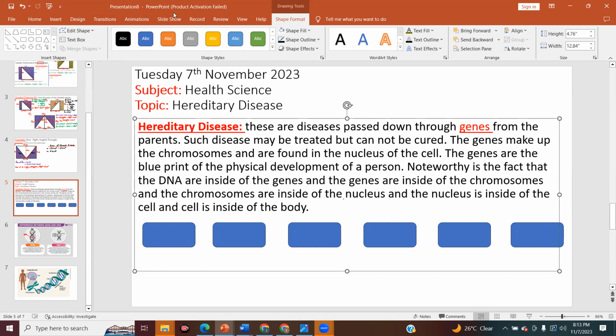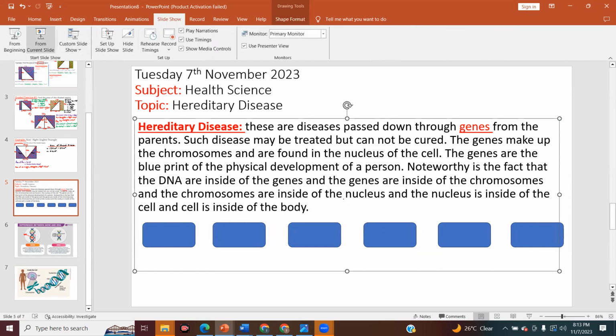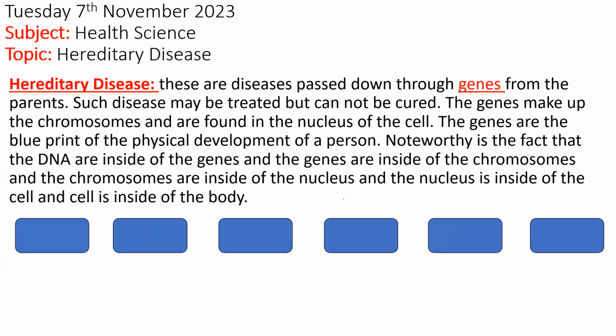So what is the first thing we're going to put inside the first box or shape? Not tissue. The DNA. The DNA is inside of the what? Genes. Very good. And the genes are inside of the what? Chromosomes, very good.